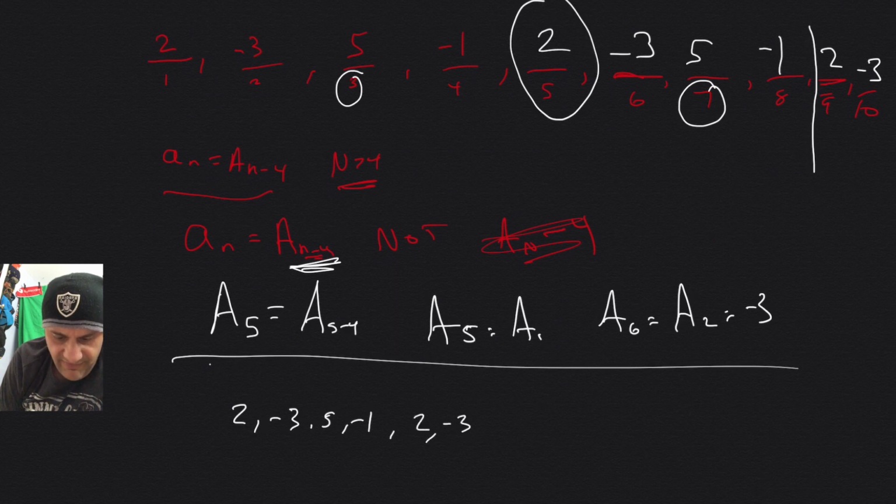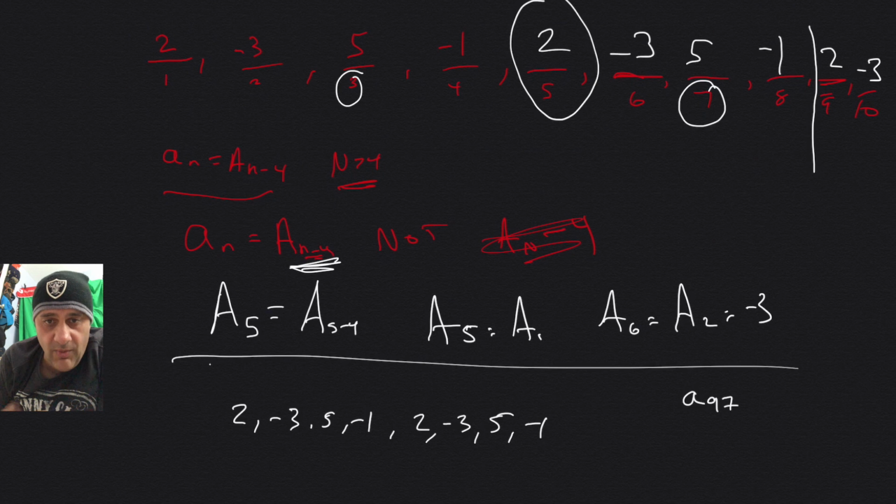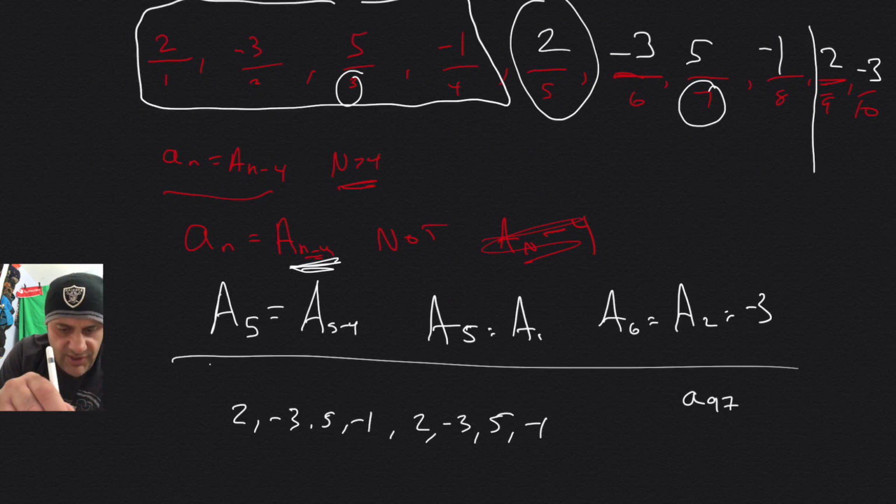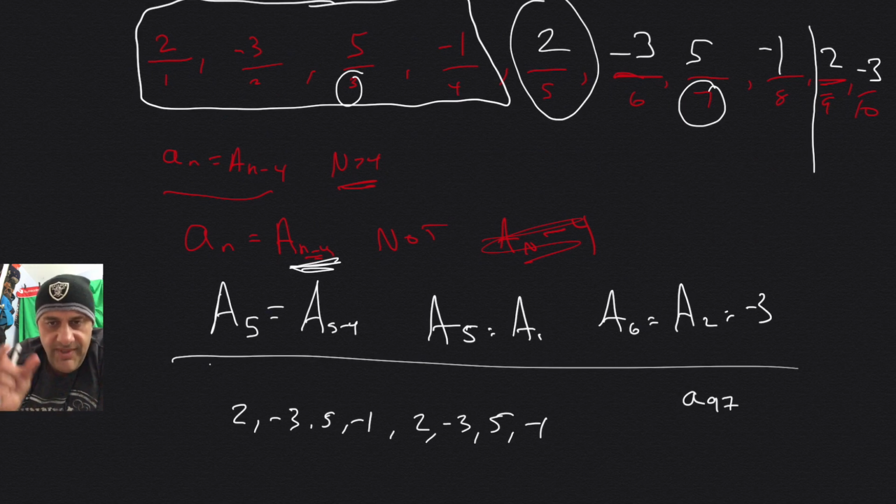2, -3, 5, -1. And what the question asks us is, what is the sum of all of the numbers all the way to a_97? We don't want to plot all this out and then add them all up, because that would be crazy. That would take forever. Since it repeats every 4 terms, all we have to do is figure out the sum of every 4 terms, and then we can multiply and add it up. I'll show you what I mean.